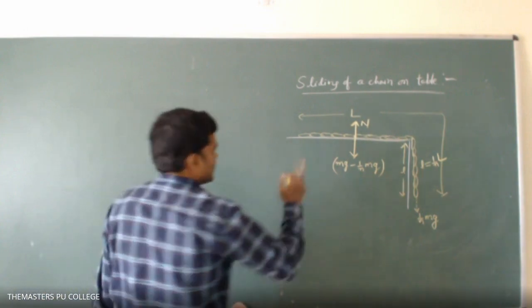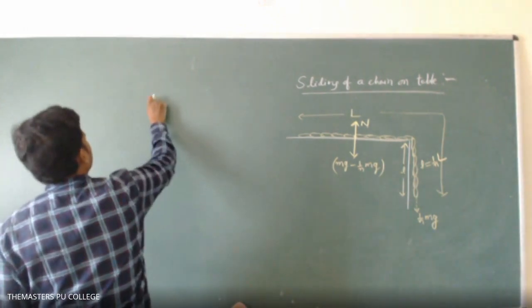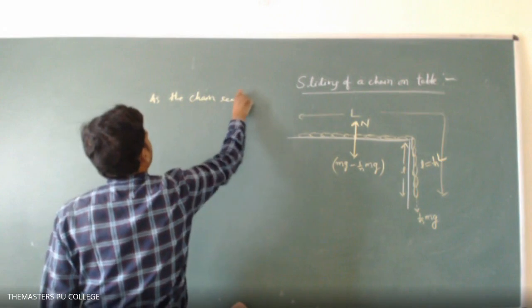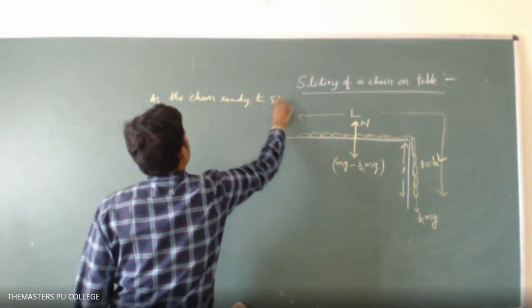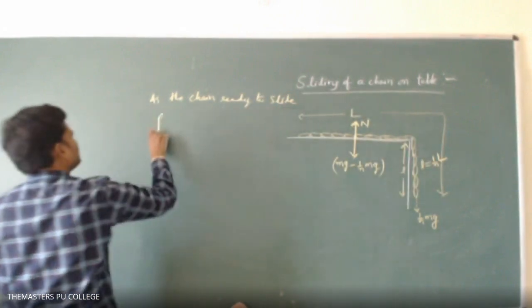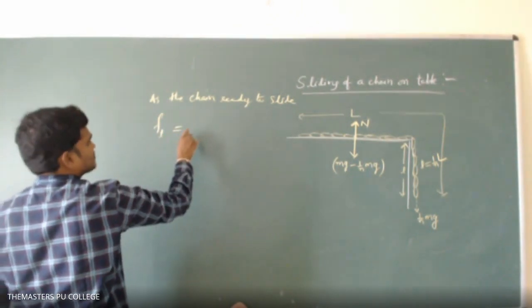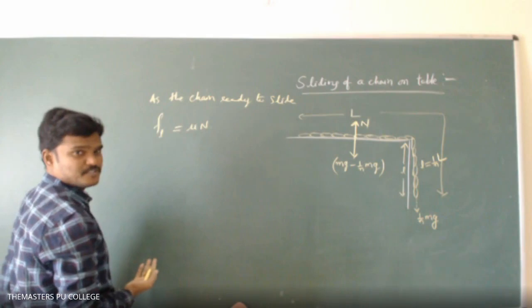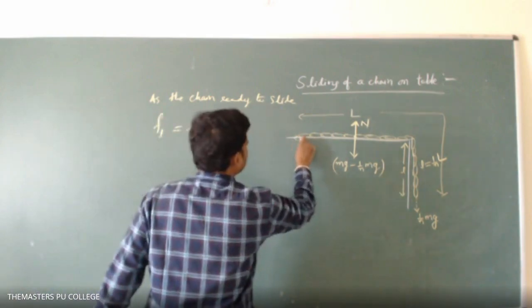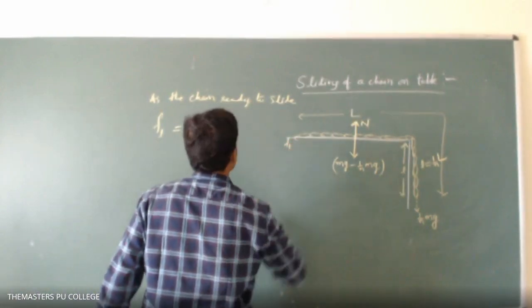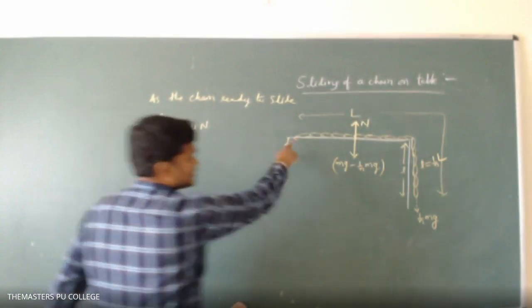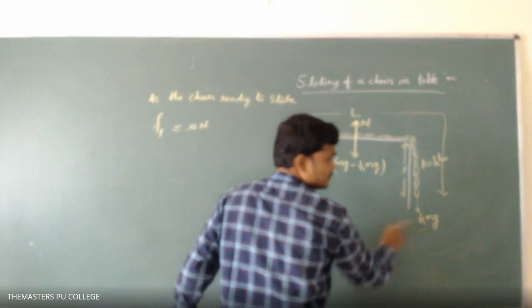As the chain is ready to move, ready to slide, we can write that the frictional force is balanced by the limiting frictional force, balanced by mu n. Frictional force is nothing but what? There will be a limiting friction here. Yes, sir. Okay, limiting friction. That is balanced by this force.